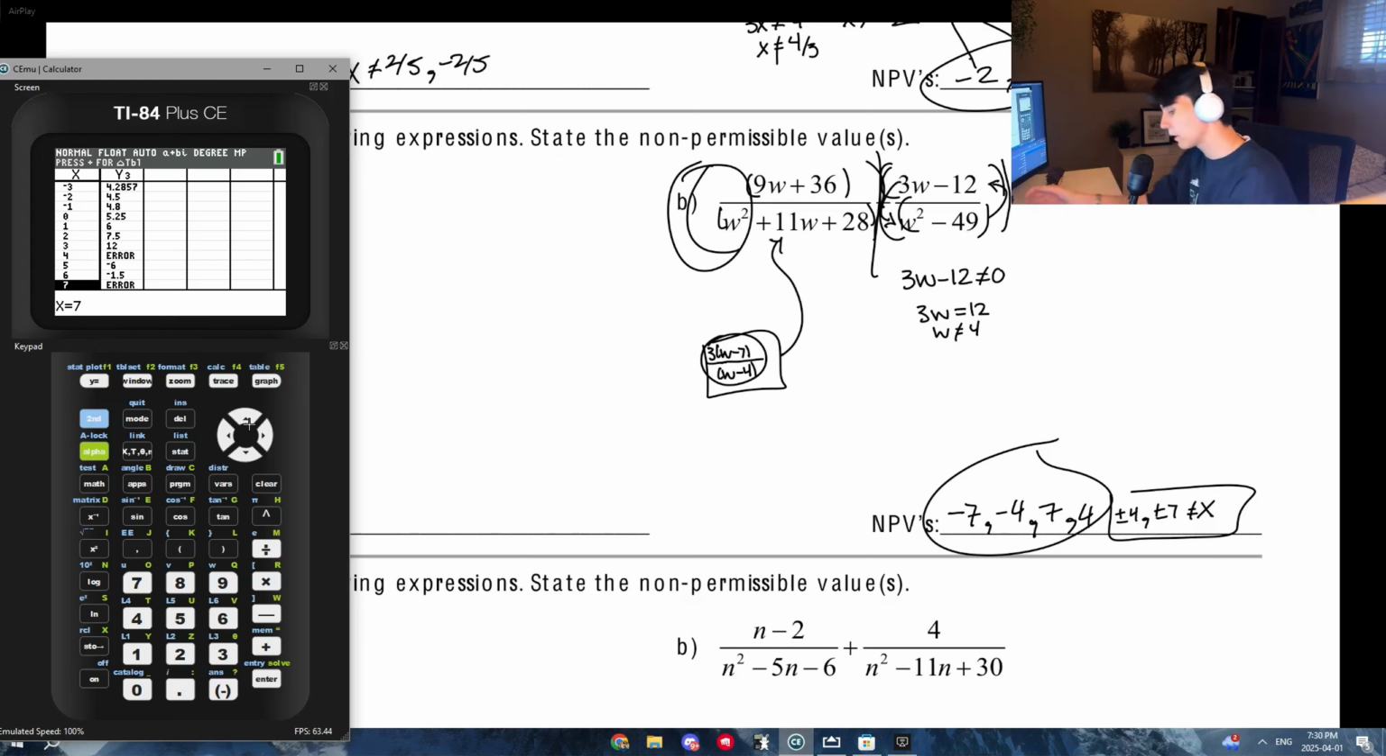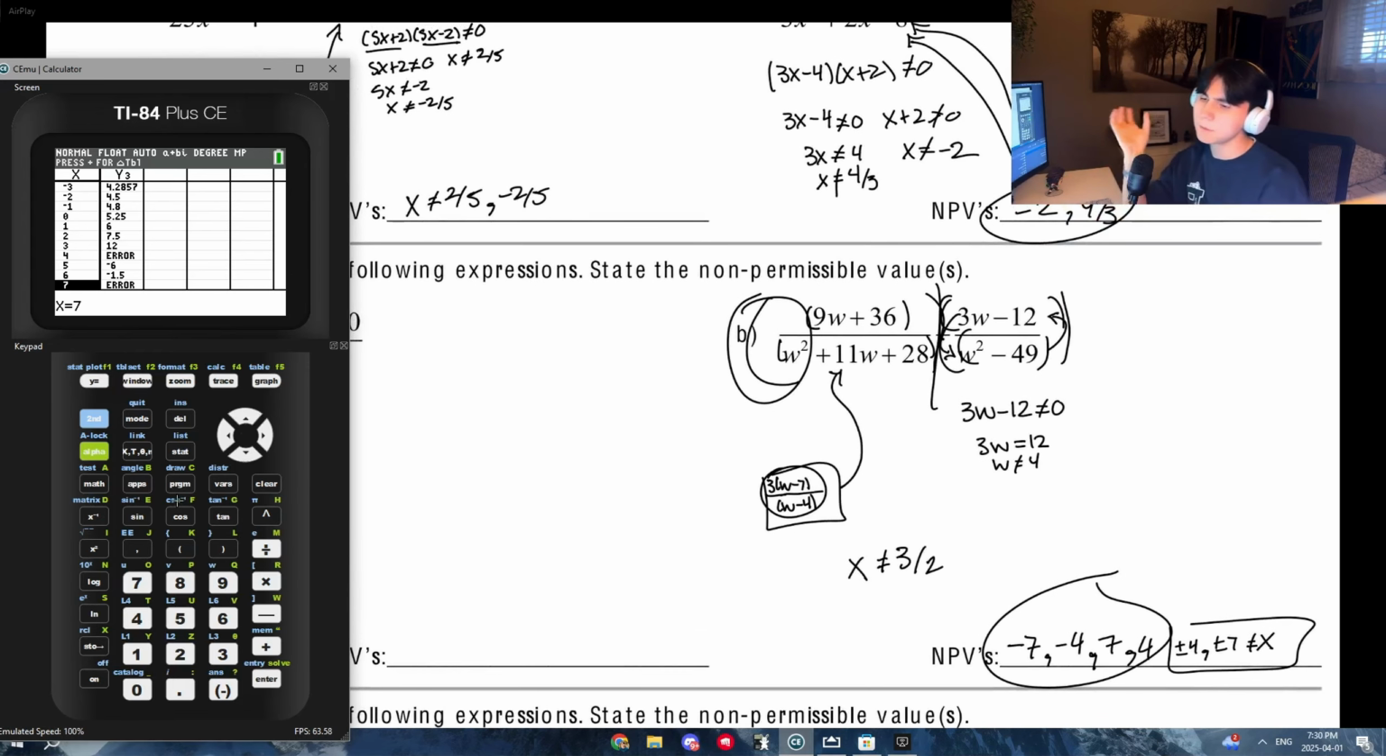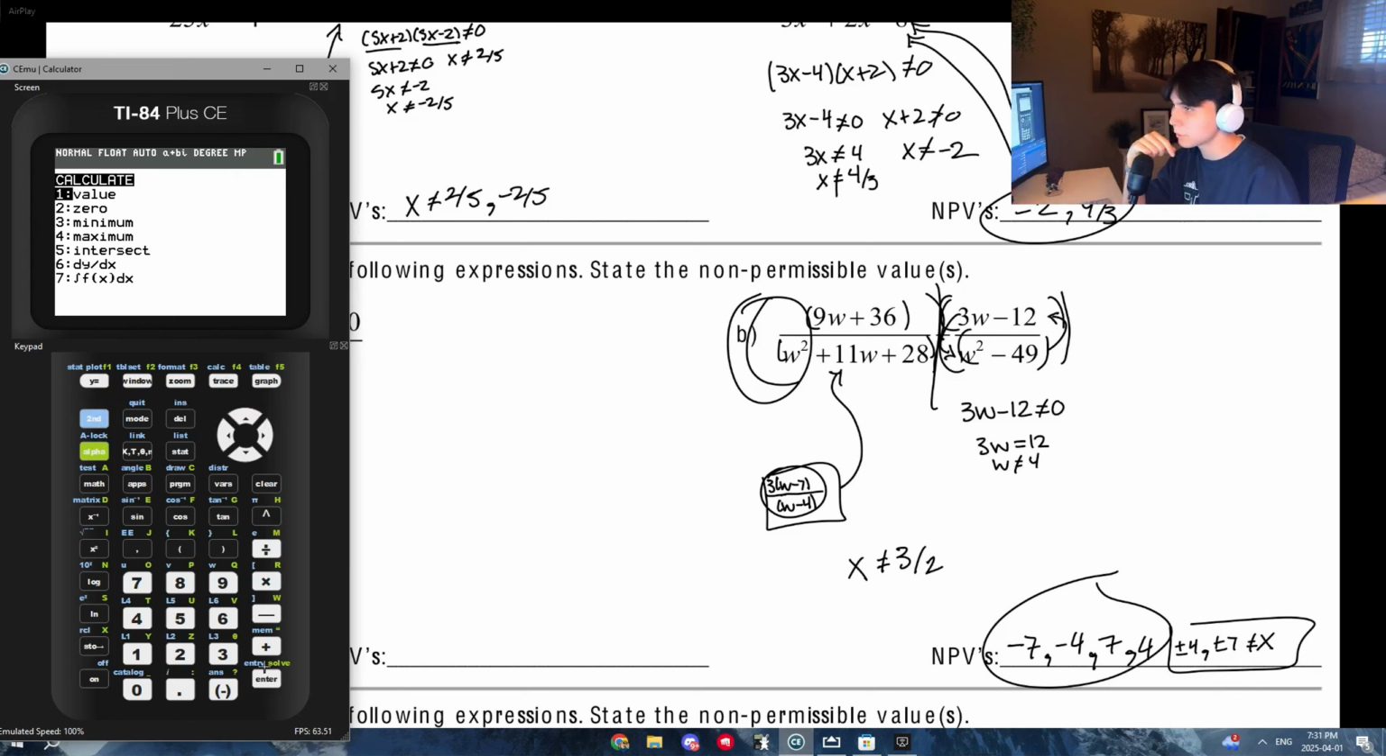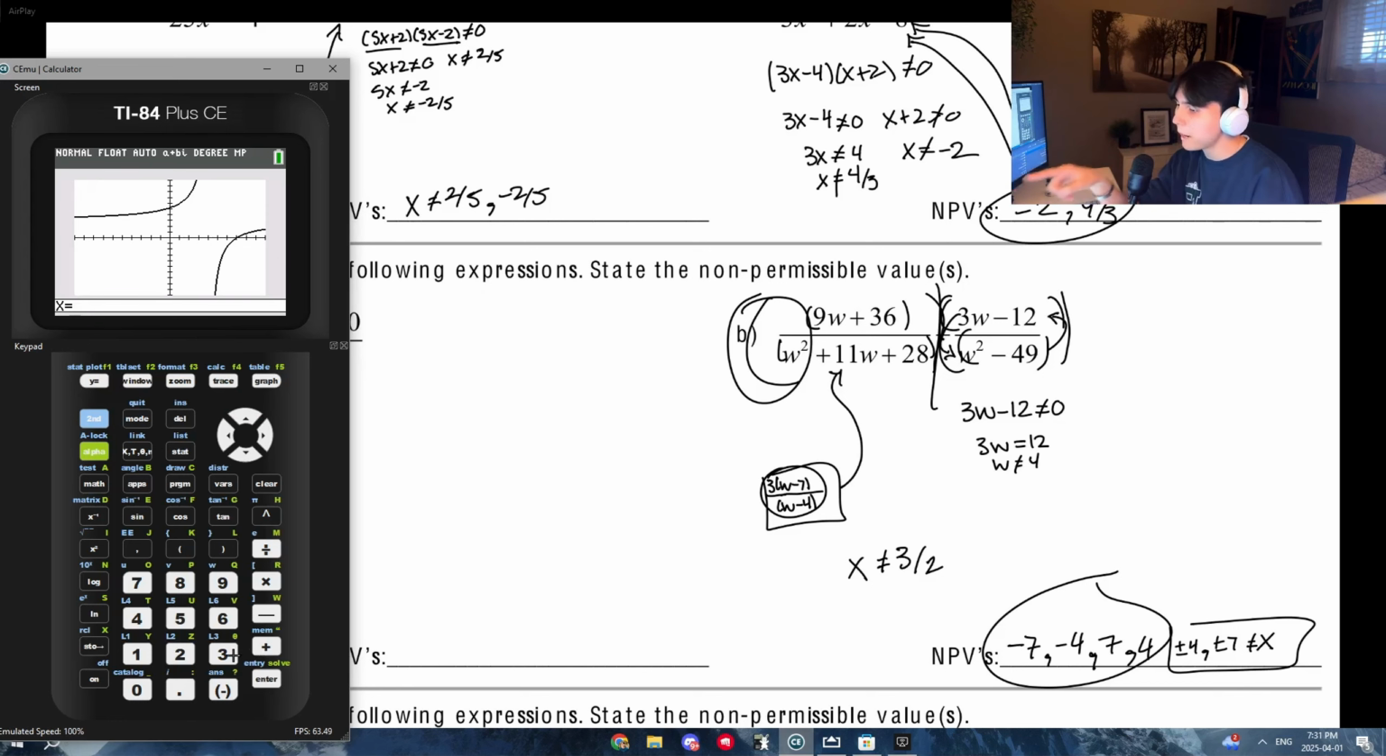And if you're wondering, let's say we get our NPV as 3/2, right? If our NPV is 3/2, and you go on your table, you're like, how do I do this, right? There's no whole number. So the way you actually do this is you go second trace, and then you input a value manually. So if you put 3/2, and if it's an NPV in your original equation, then it should be giving you an error or no y value for x, or y value here.